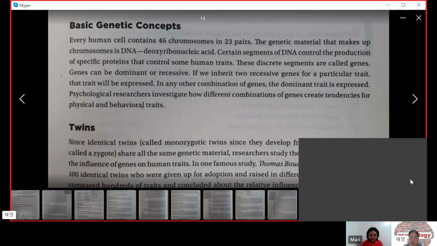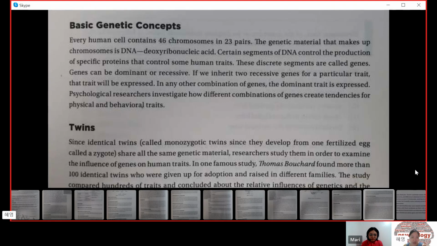Genes can be dominant or recessive. If we inherit two recessive genes for a particular trait, that trait will be expressed. In any other combination of genes, the dominant trait is expressed. Psychological researchers investigate how different combinations of genes create tendencies for physical and behavioral traits.